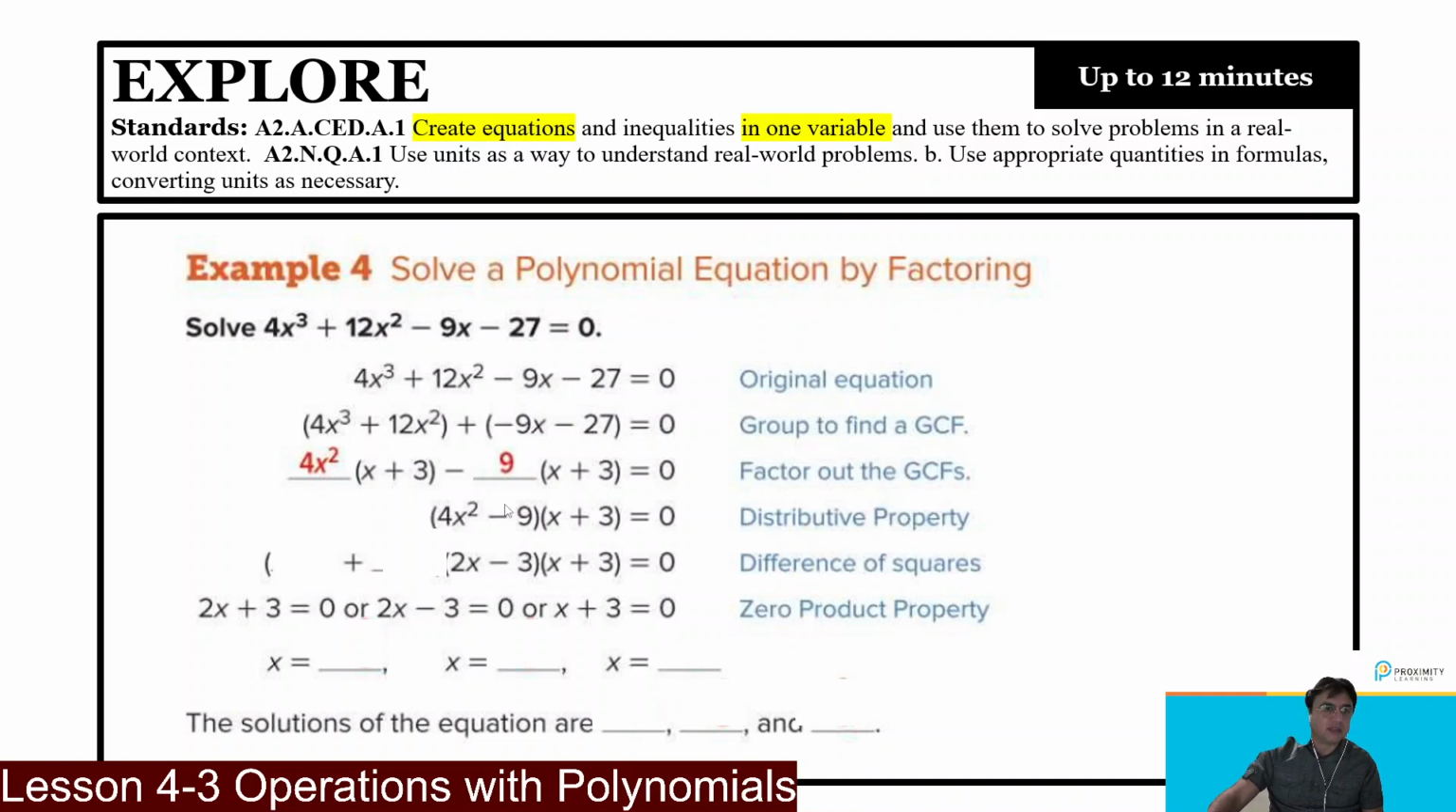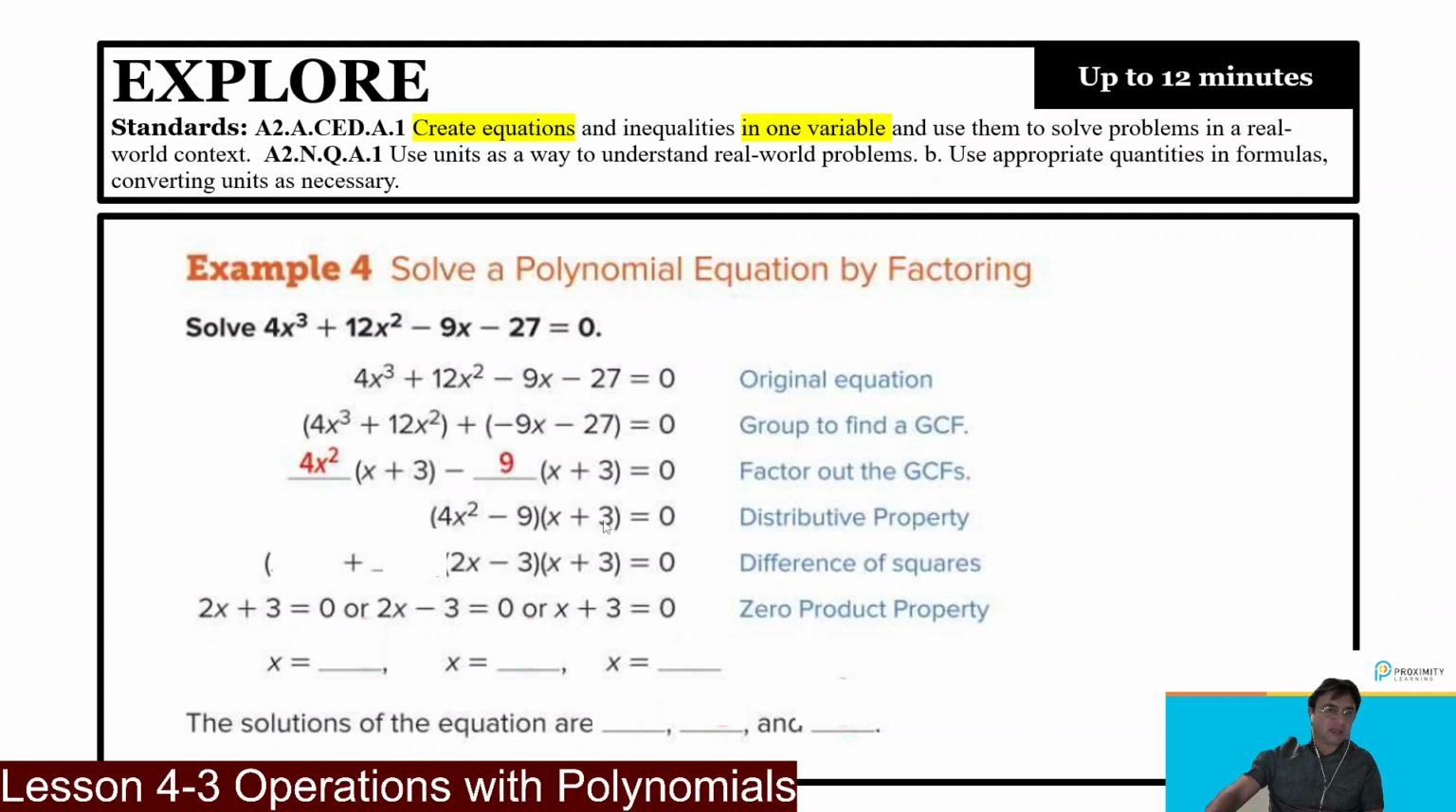So I can group the 4x squared minus 9 together, and keep the x plus 3 the way it is. Because now if I were to multiply x plus 3 into 4x squared, I would get this right here, 4x squared times x plus 3. And if I were to multiply x plus 3 into minus 9, I would get x plus 3 times minus 9. So here now we have our factors. Alright, so we know that if two factors are multiplying each other to give us a 0, then each one of them can be a 0.